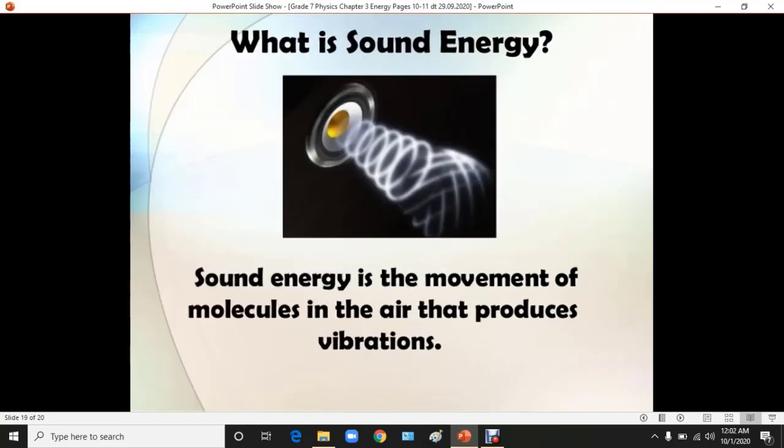So last we are going to talk about sound energy, where sound energy is the movement of molecules in the air that produces vibrations, giving us the sound.